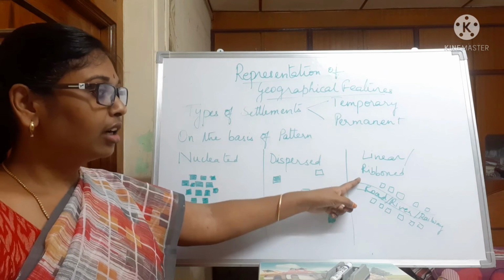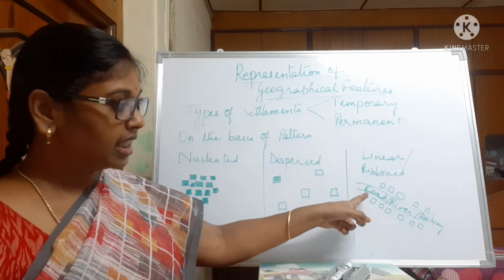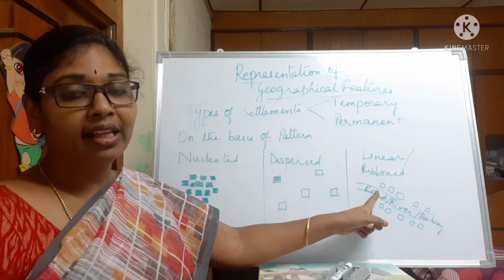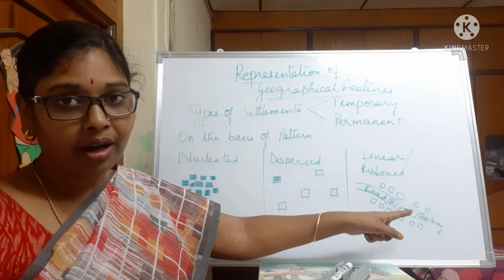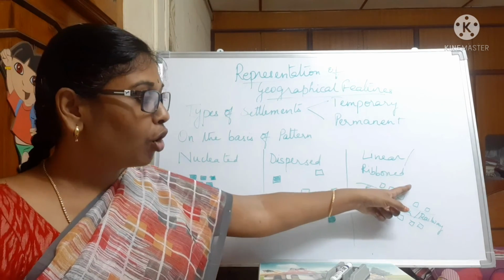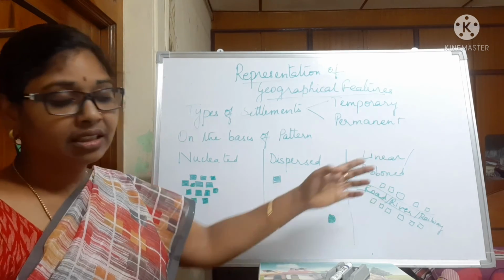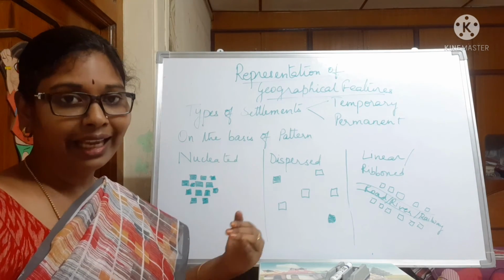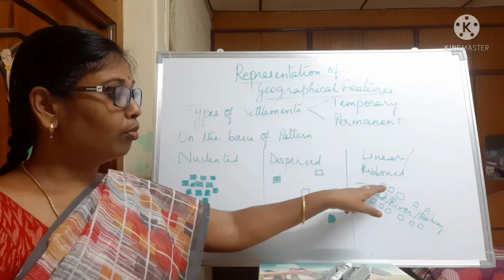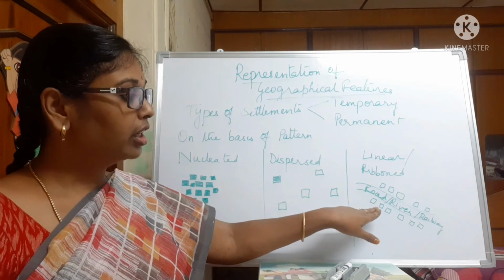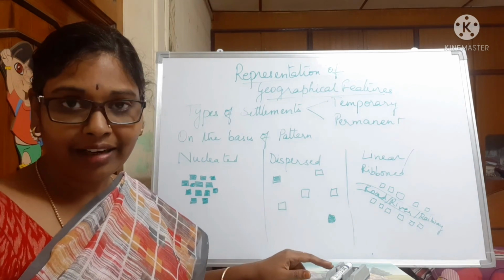In case of linear or ribbon pattern, generally the settlements are on either side of a road, river or railway. As you go interior, the settlements generally decrease. So more settlements are found along the road, river or railway.